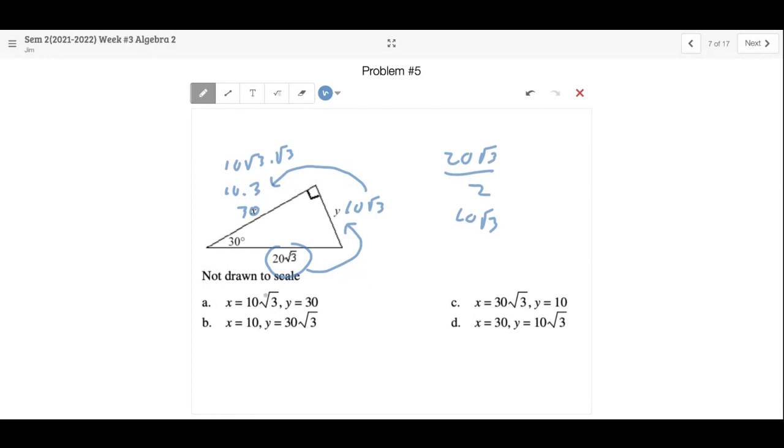So it's not A, right? Because y is 10 square root of 3. So this is 10 square root of 3, and this is 30 here. So I'm going to go with letter D. Now, it's kind of a tricky question, right? Because A has the same values, except one is x and one is y. So you have to make sure you're real careful with that.